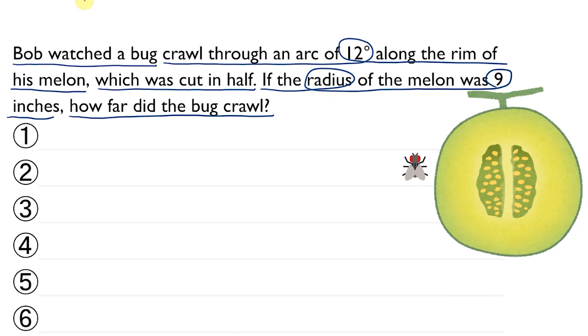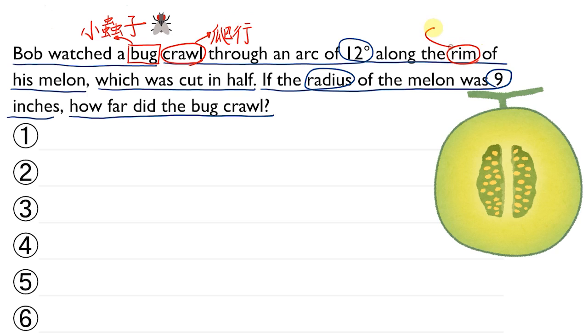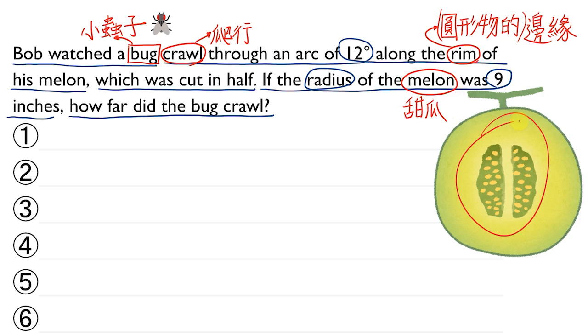Now, before we start answering the question, let's translate a few words in Chinese so that we can understand the question. This bug means 小虫子. This is a picture for it. This crawl means 爬行. The word rim means 圆形物的边缘. And the word melon means 甜瓜. And this is a picture for it.